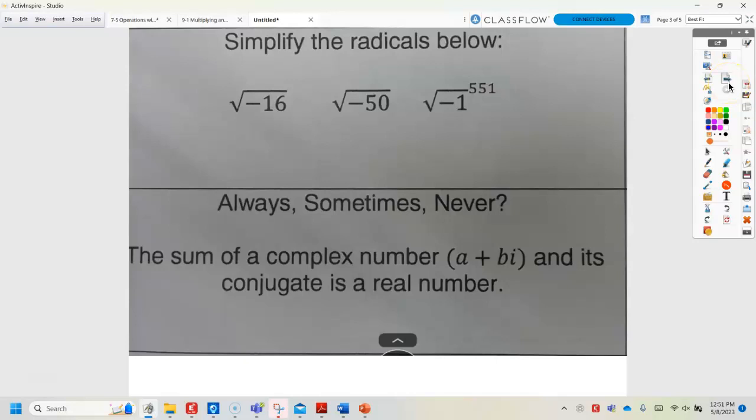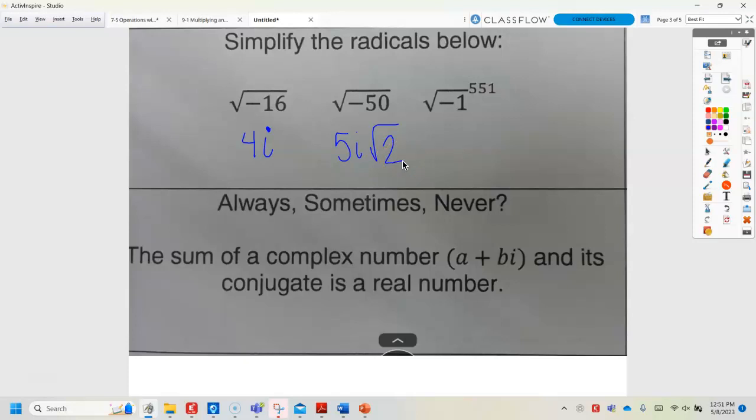We've recently been simplifying radicals. Anytime you have an even radical with a negative, your answer is non-real. So that square root of -16 would give us 4i. The square root of -50 would break into 25 and 2. So you get 5i square root of 2.